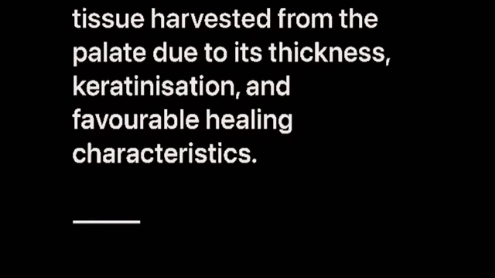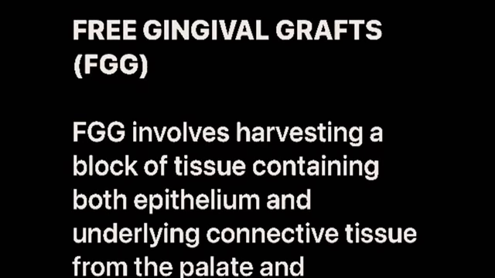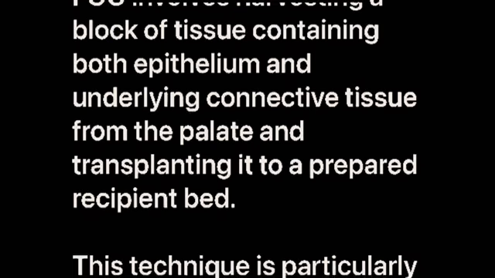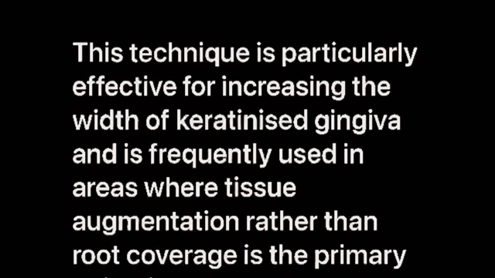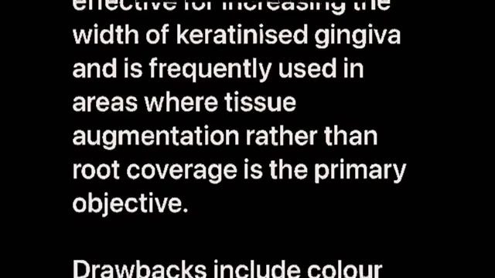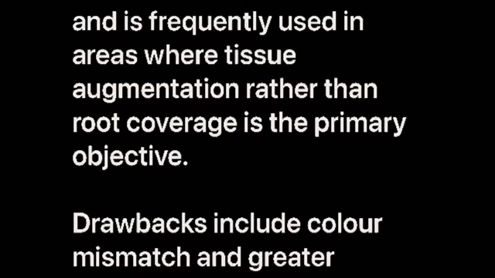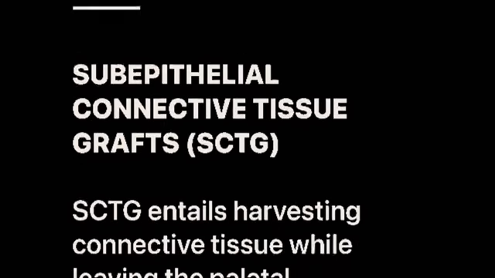favourable healing characteristics. Free gingival grafts, FGG. FGG involves harvesting a block of tissue containing both epithelium and underlying connective tissue from the palate and transplanting it to a prepared recipient bed. This technique is particularly effective for increasing the width of keratinized gingiva and is frequently used in areas where tissue augmentation rather than root coverage is the primary objective. Drawbacks include color mismatch and greater donor site morbidity.